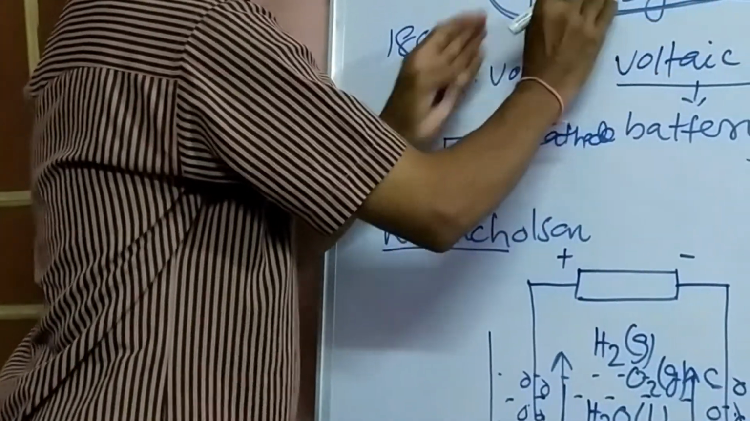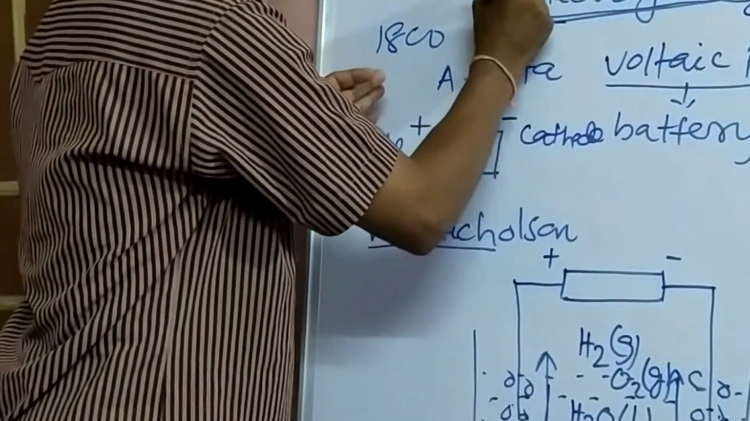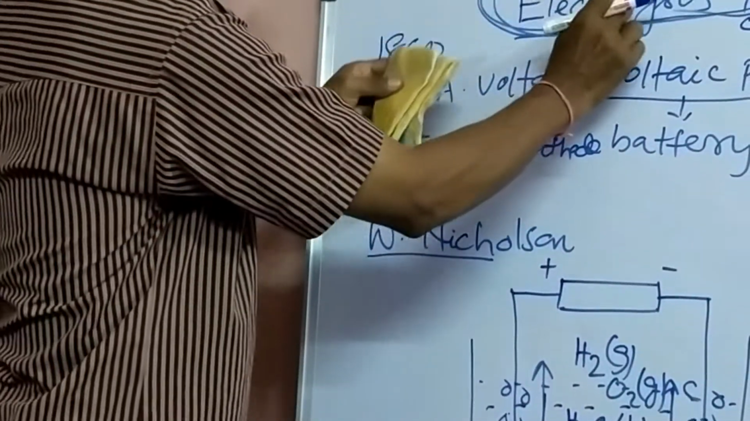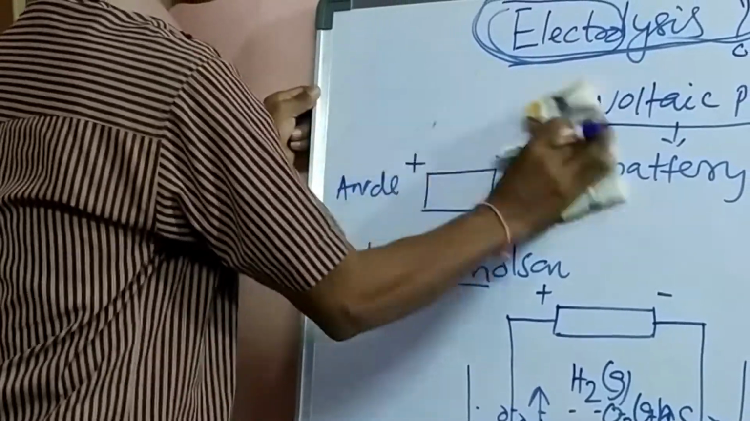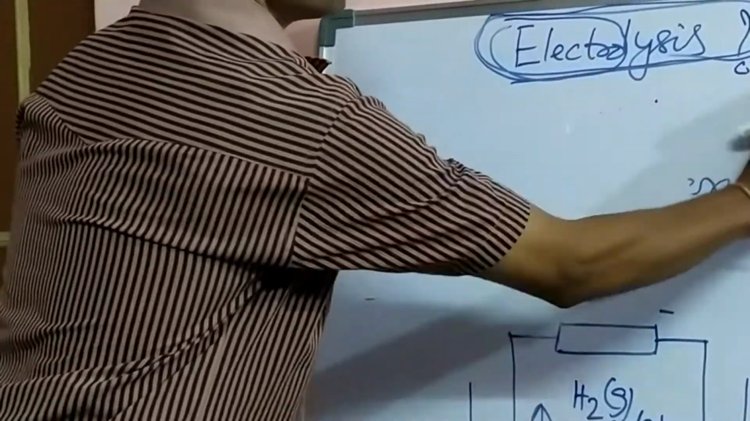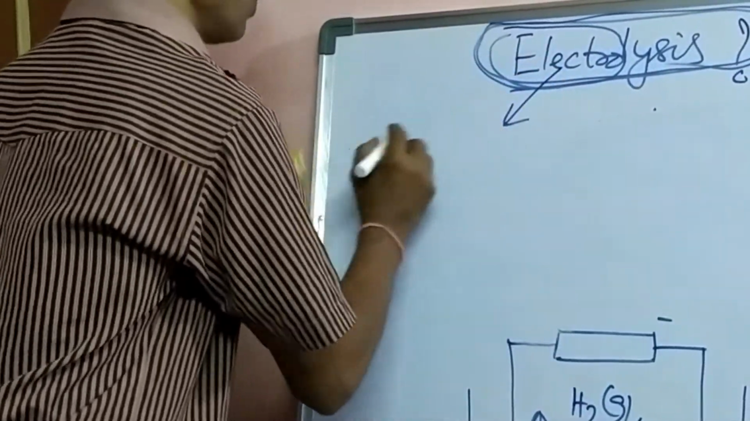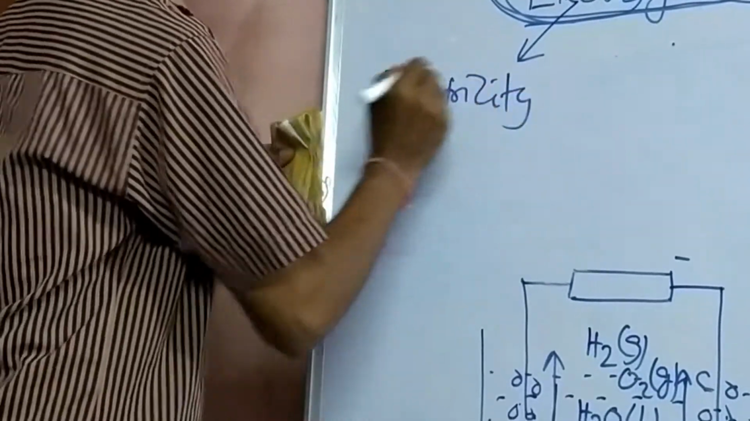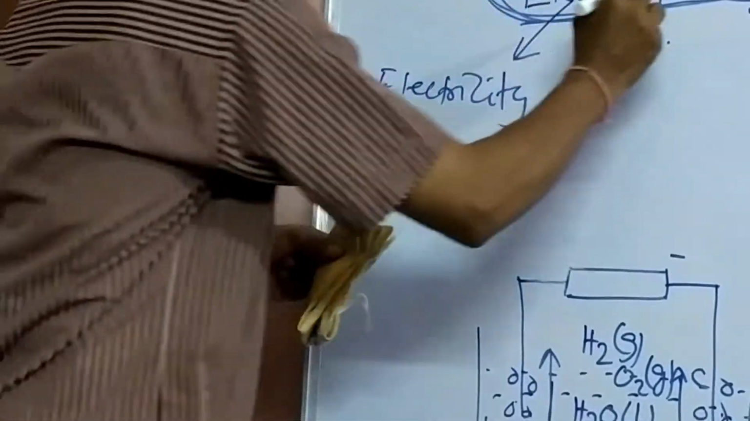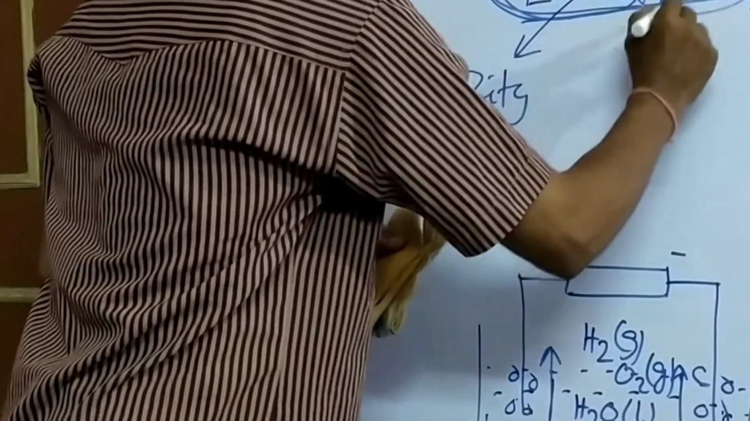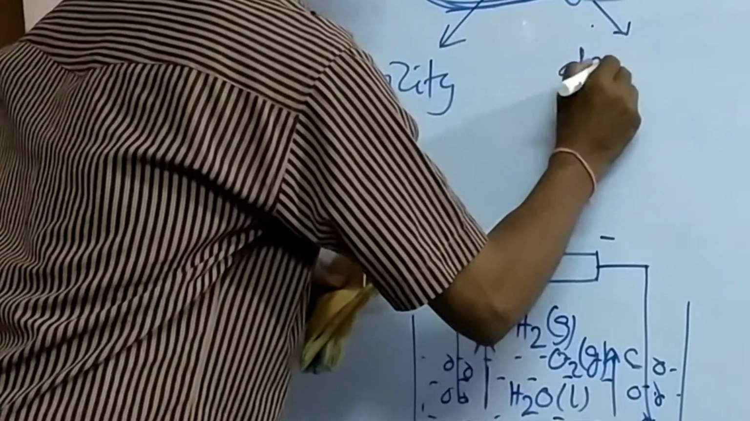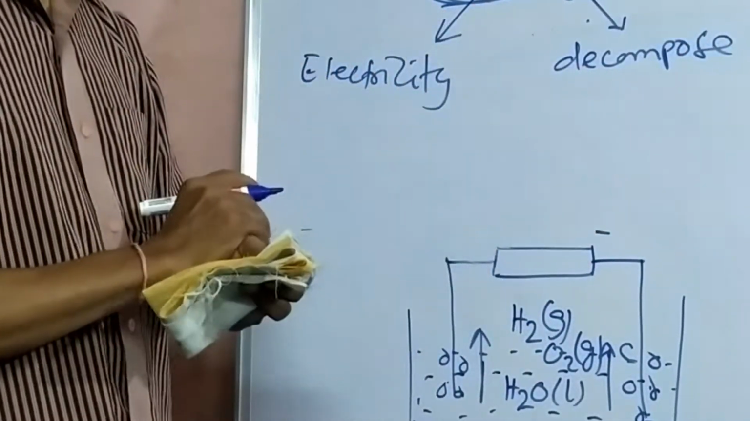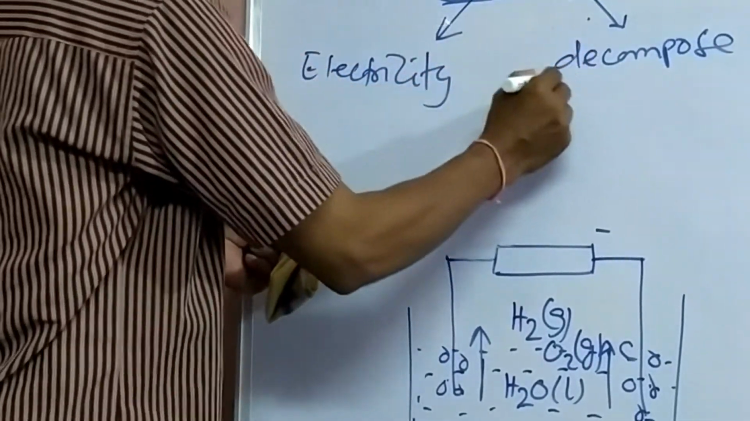Electrolysis, let us break this word. One is called electro, another is called lysis. What is electro? Electro stands for electricity or electrical energy. What is lysis? Lysis means decompose or break. So what is the meaning of electrolysis?